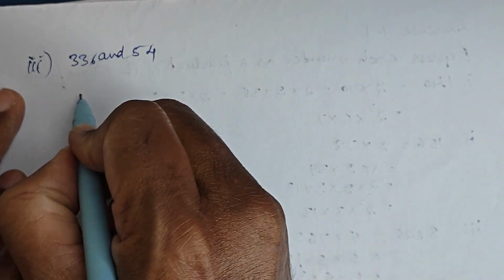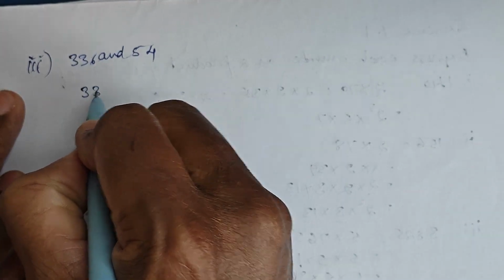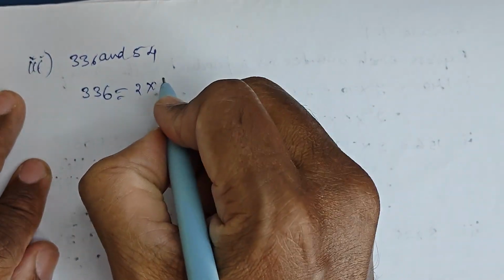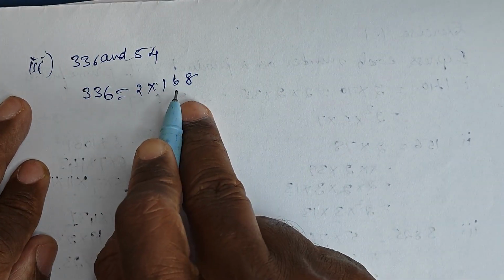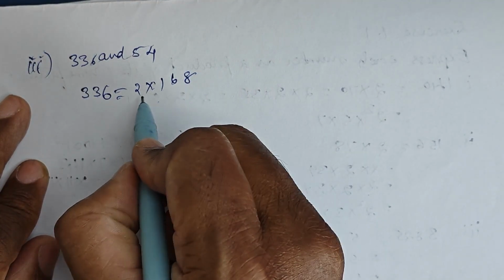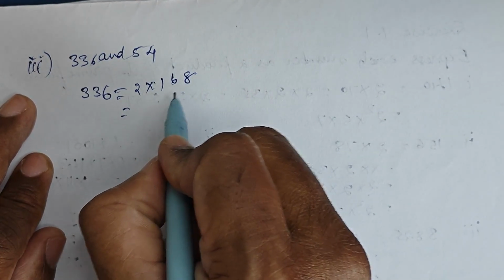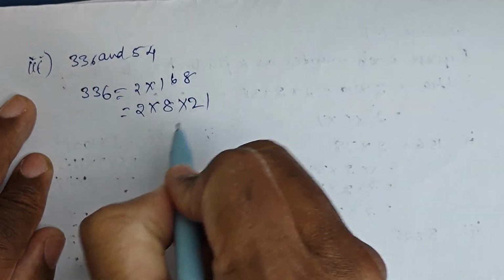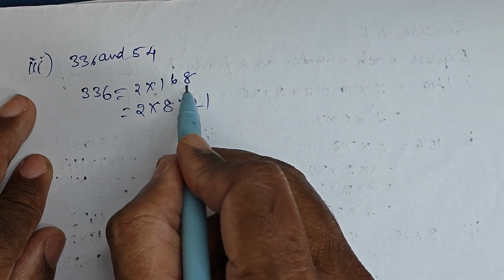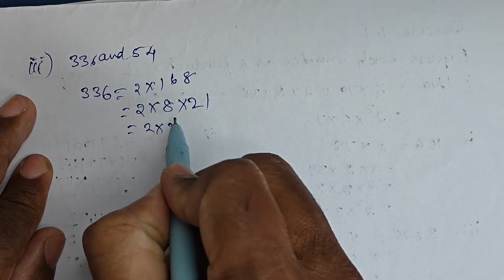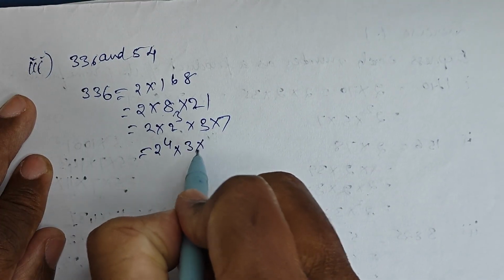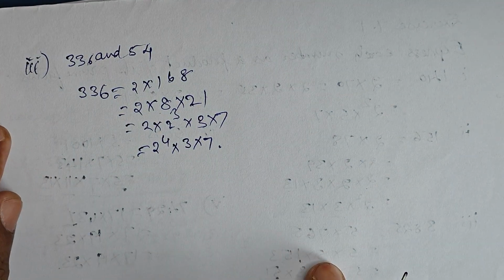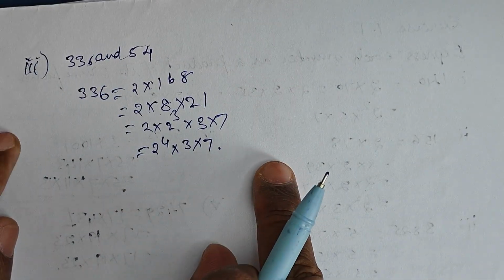into 54. So first, to find the LCM and HCF, you need to do the prime factorization. 336 is equal to 2 into 168. If you keep doing this, I can see something big fast. See, 2 into 8 into 21 I can write, right? Because 8 twos are 16, 8 ones are 8. So 2 into 8 is equal to 2 cube, and 21 is equal to 3 into 7. So to me this number is 2 to the power 4 into 3 into 7. This is the prime factorization for 336. Okay, so I have done the prime factorization for 336.